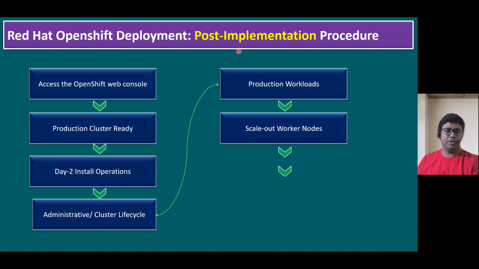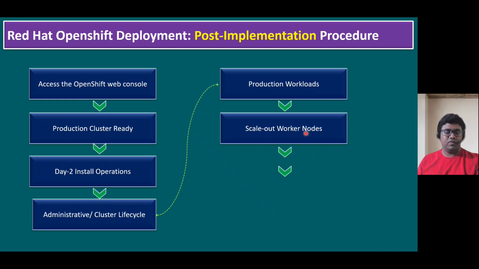Another post implementation step is to access the OpenShift web console. We already accessed it, and the production cluster is ready. Our cluster is ready for production, and for day two operations we can perform things like managing applications, running container applications on our OpenShift platform. Okay, and administrative cluster lifecycle, updates and upgrades, production workloads, and finally scaling out the worker nodes.